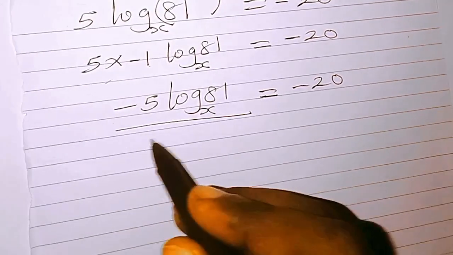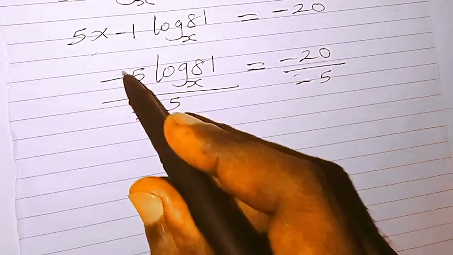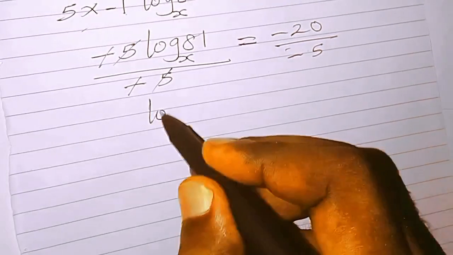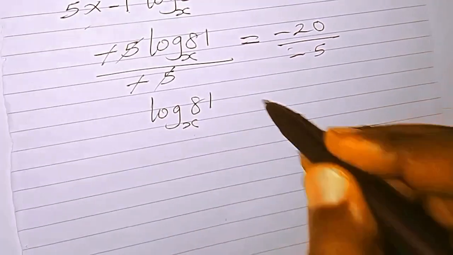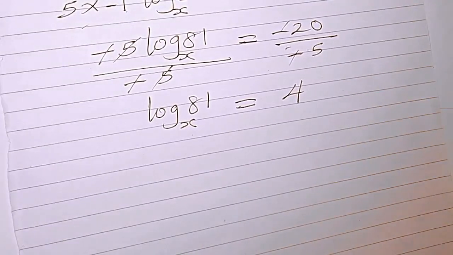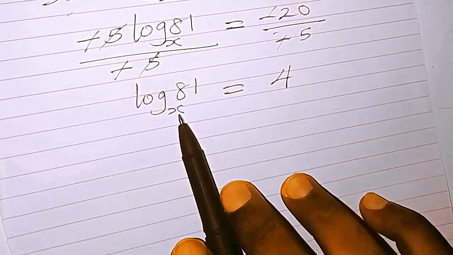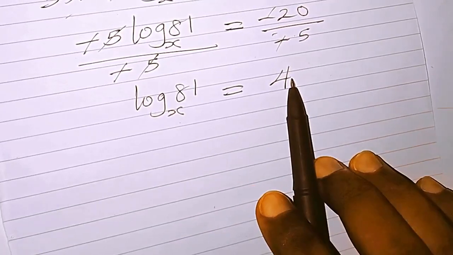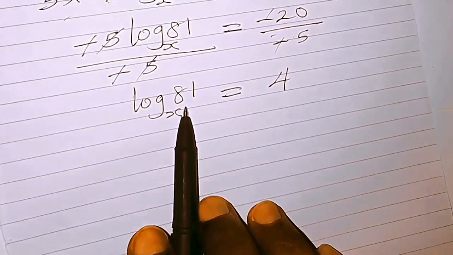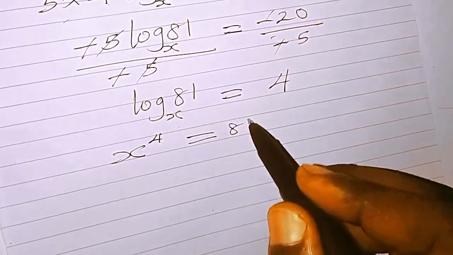And therefore, minus 5 divided by minus 5 gets rid of this, and your log 81 base x is equal to 4. That is 20 divided by 5, which is 4. And then we've gotten to a point where we need to change the log form of the equation to index form. What we do here is x, which is the base of the log, raised to the power of 4, equal to the number, which is 81. And so in this case, we have x raised to the power of 4 equal to 81.